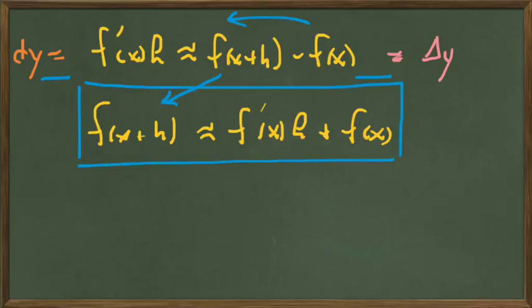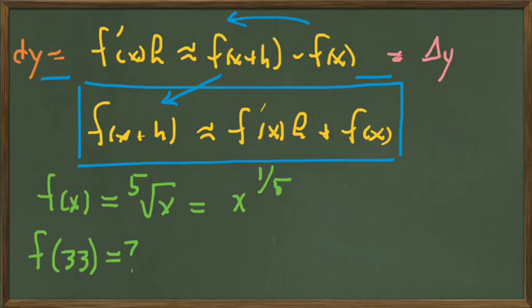Let's define a function f of x. f of x is going to be the fifth root of x, or x to the 1/5, and let's suppose we want to find f of 33. Now we know that f of 32, the fifth root of 32, is 2, so this should be approximately 2. Let's see how good an approximation we can get. Let's note that we're going to have this f of 33 be the left-hand side of this equation. So the 33 is the x plus h.